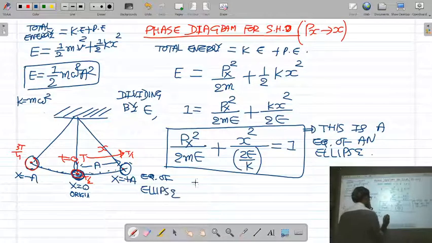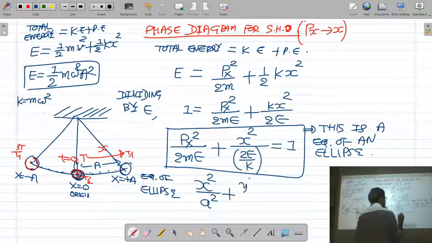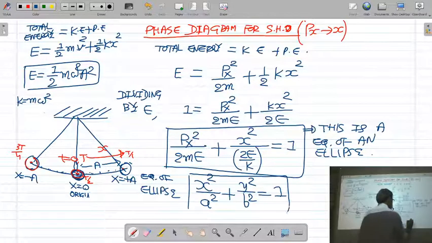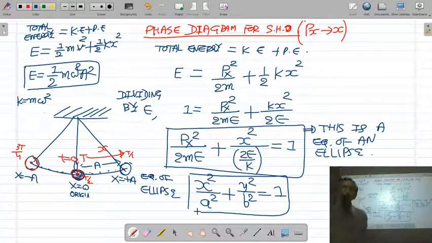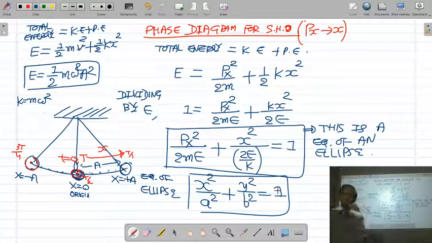The equation of an ellipse is a well-known equation: x square upon a square plus y square upon b square is equal to 1. I told you that the equation of a circle is x square plus y square is equal to r square. The equation of a parabola, you also know, is of the form y is equal to bx square.